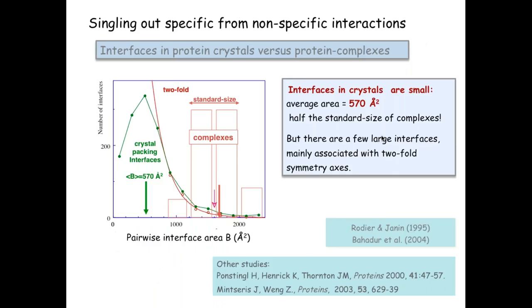And another interesting study, which is very relevant to CAPRI, is that it is not easy to single out specific interfaces, those which correspond to biologically relevant complexes, from non-specific interactions. As an example of non-specific interactions, the studies that I list here on the bottom took the interfaces in crystal structures, because these interfaces are not biologic, they have not been selected by nature. They form because, when you increase the concentration, there are many contacts that form in the crystal.